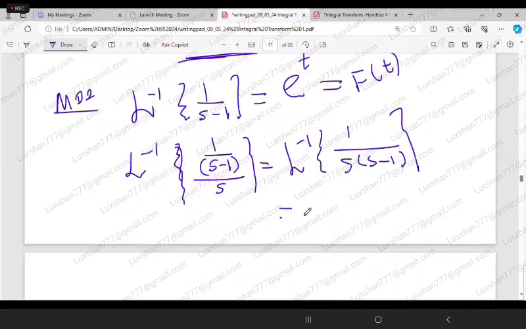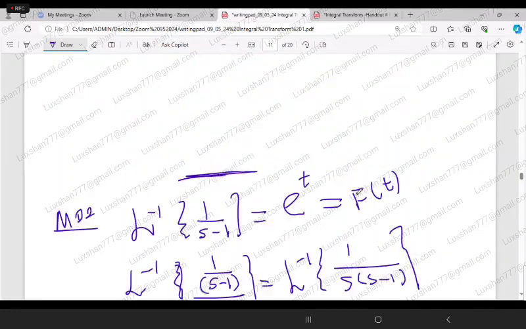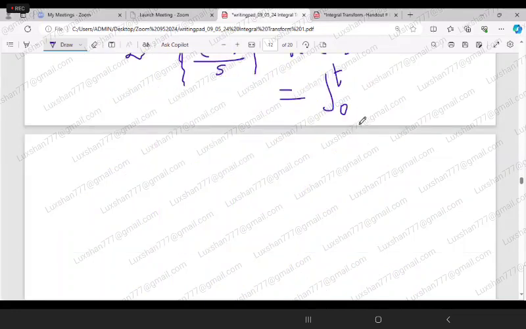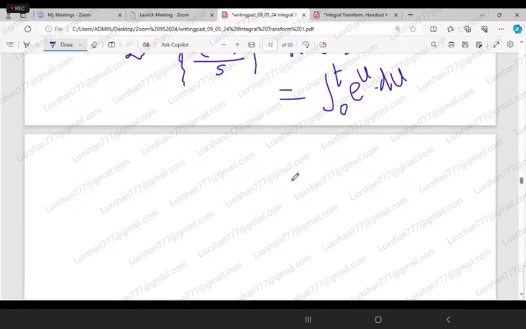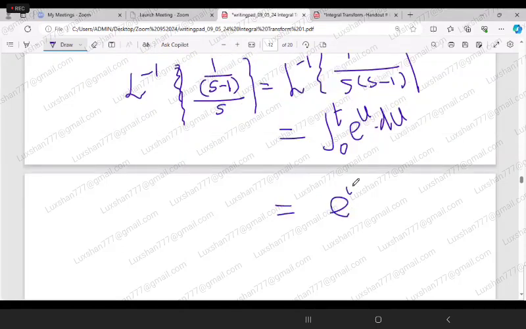Therefore, the integral from 0 to t. We have to change the variable because finally we want to get the answer in t. So my f(u) is e to the power u. If you integrate e to the power u, that is the same as e to the power u, and you put the limits 0 to t. So this is equal to e to the power t minus e to the power 0, which you get as e to the power t minus 1.